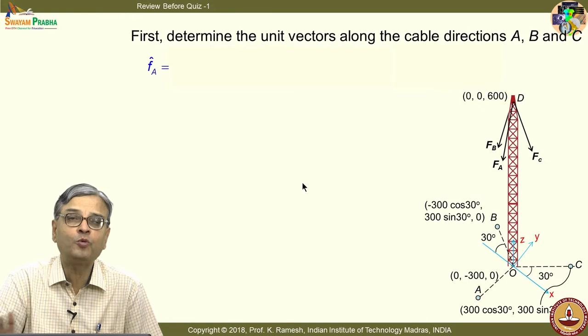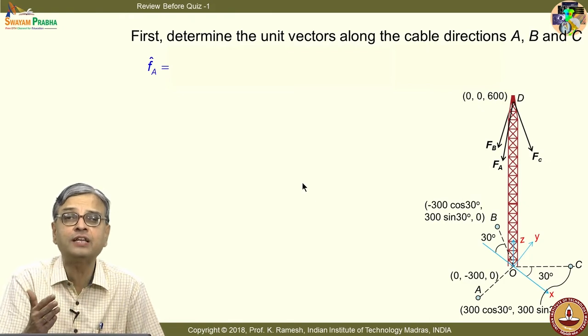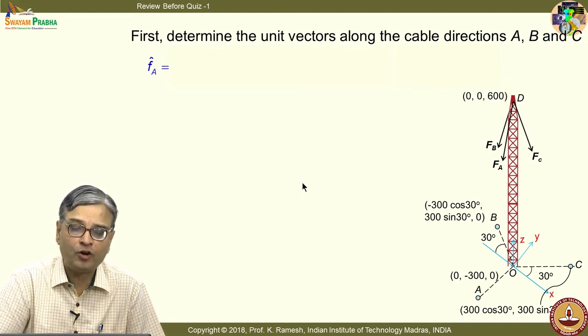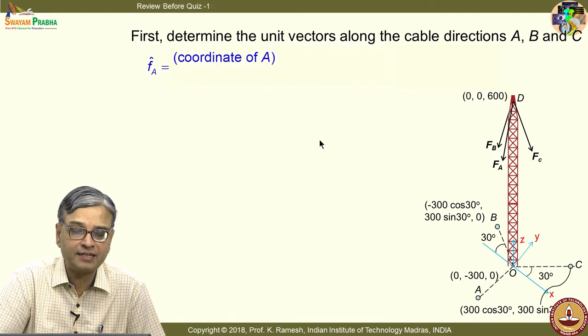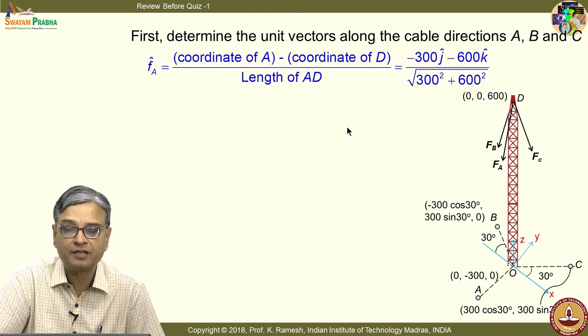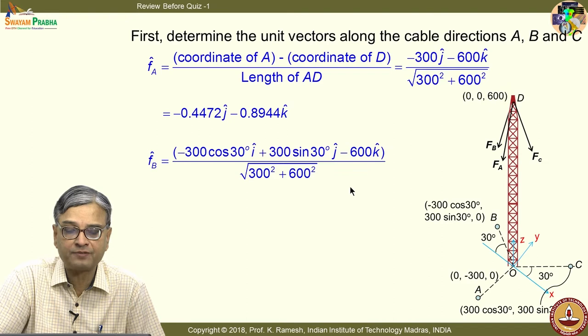And the first and foremost step is I need to find out the unit vector along these forces, fine. And for me to write the unit vector, it is easier if I write the coordinates first. If I have to find out the unit vector from D to A, so, final minus initial divided by the distance, that gives me the unit vector like this. And similarly, I will have to do for FB and FC.